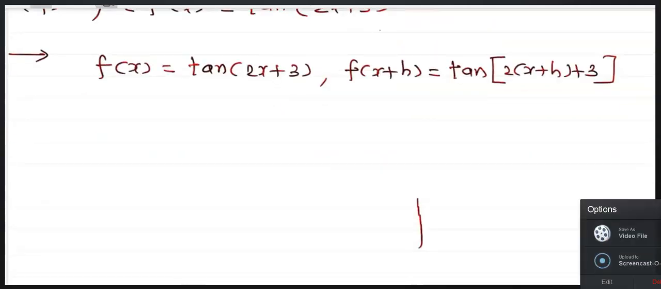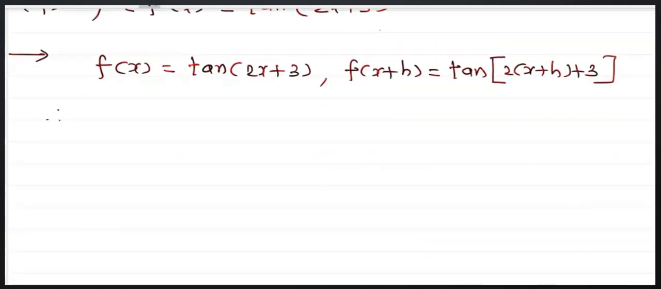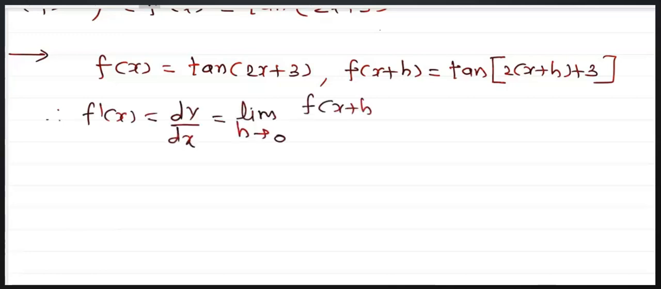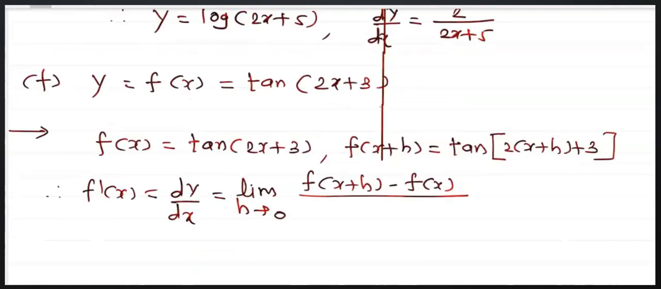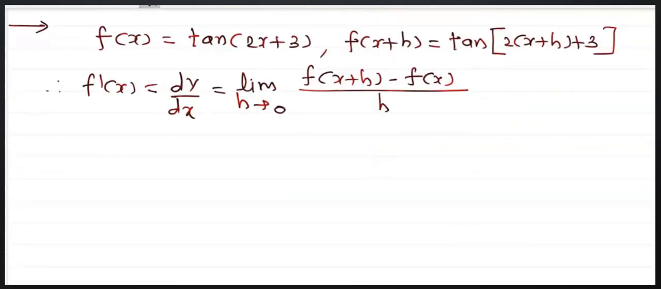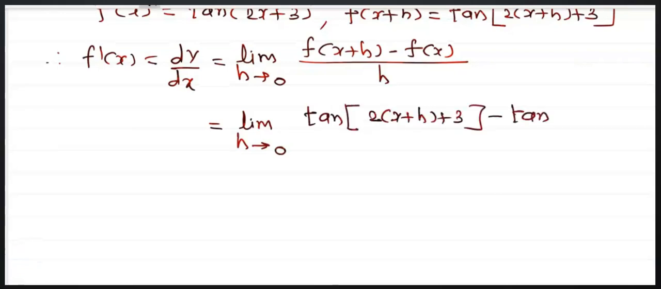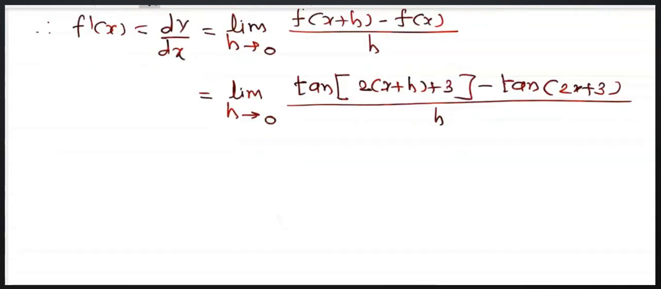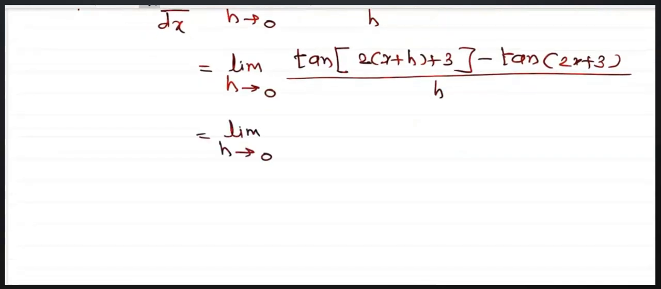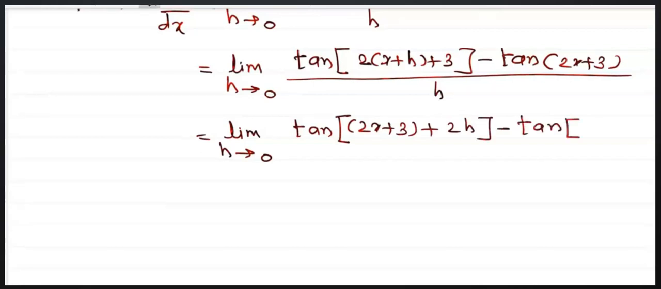f dash of x is equal to dy by dx is equal to limit h tends to 0, f of x plus h minus f of x upon h. That is, tan of 2x plus h plus 3 minus tan of 2x plus 3 upon h. Limit h tends to 0, tan of 2x plus 3. This is a simplification, tan of 2x plus 3 upon h.